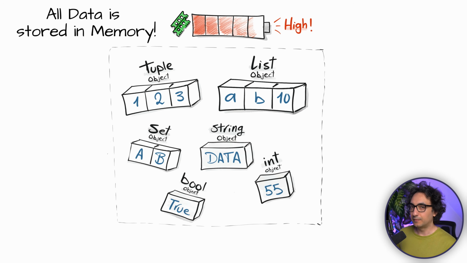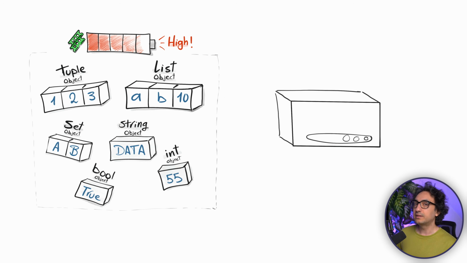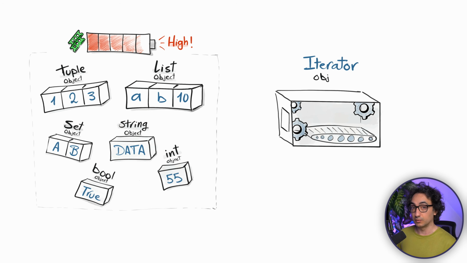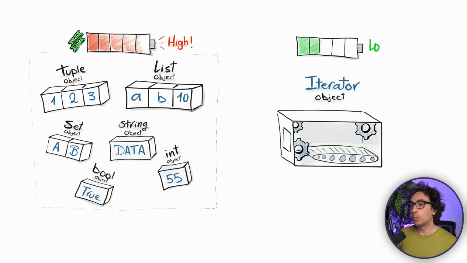So now in Python, in order to overcome this issue, we have another type of objects called iterators. The iterator on the other hand will not store everything in the memory, so it's not like a container or box, it's more like a machine that's going to produce values. So it's going to produce items one by one as long as you are asking for it.